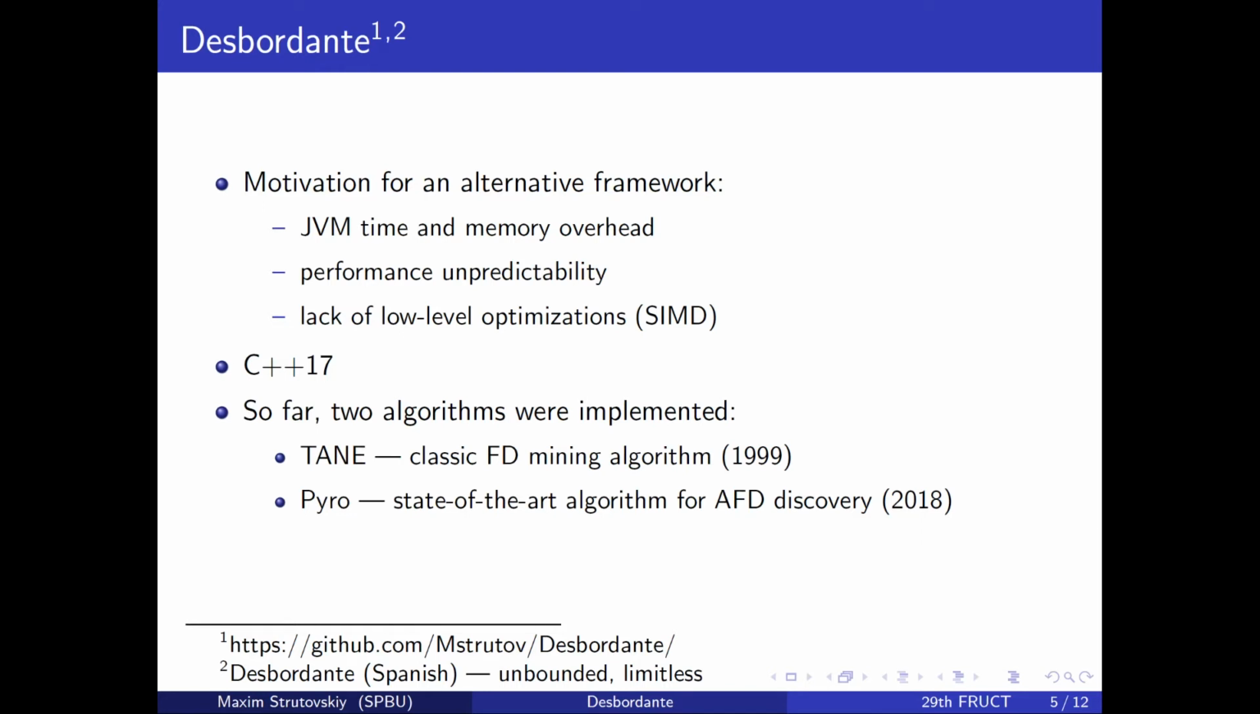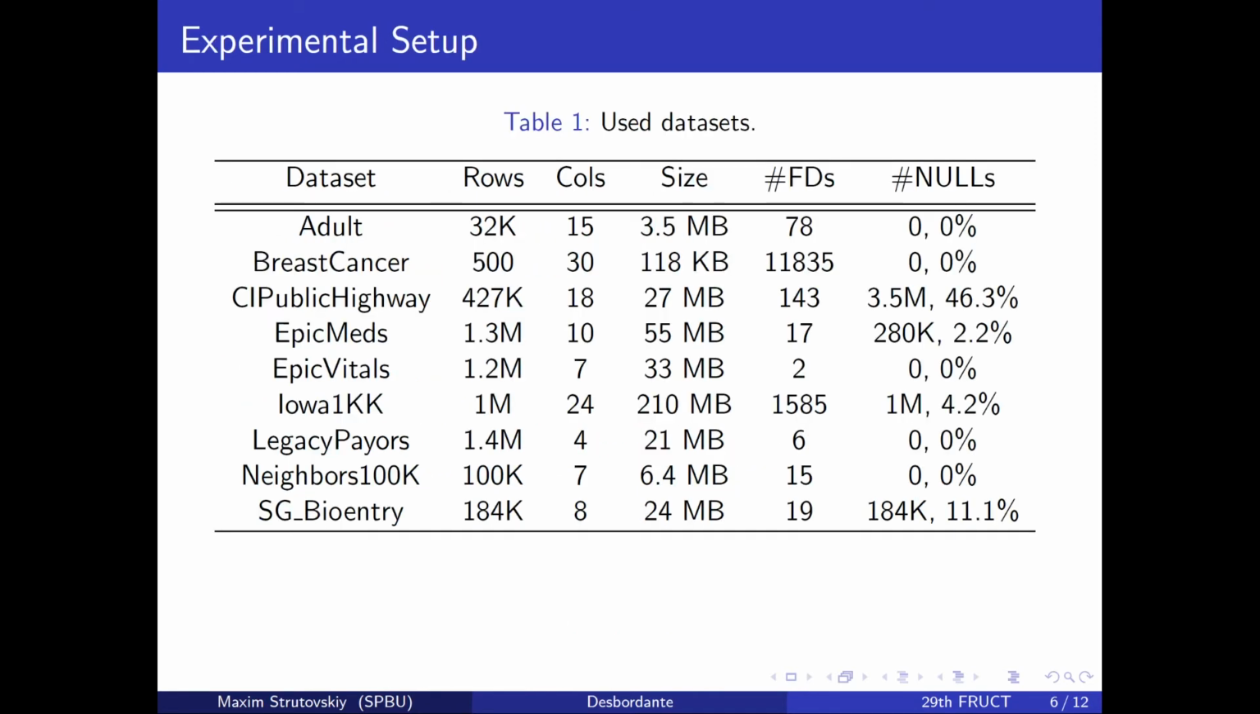In the following slides, we are going to demonstrate the performance of our Pyro implementation. We consider only Pyro since its internal complexity can provide us with more useful insights than a simpler algorithm like Tane. For our experiments, we have selected a number of real-world datasets listed on the slide. In the table, we list their important properties: number of rows and columns, their size, the number of exact functional dependencies, and the percentage of null values.